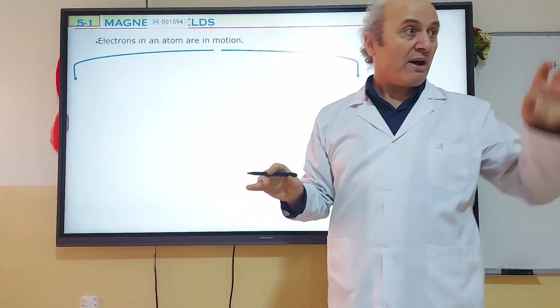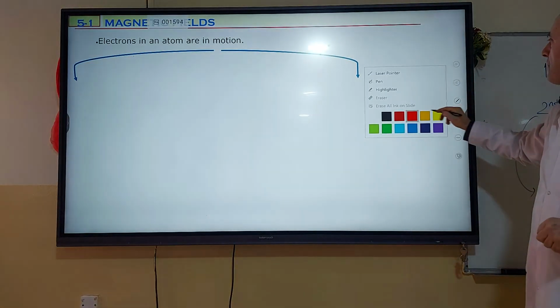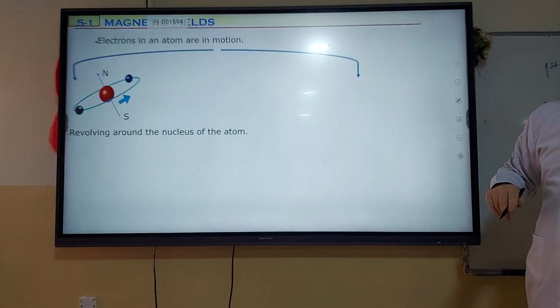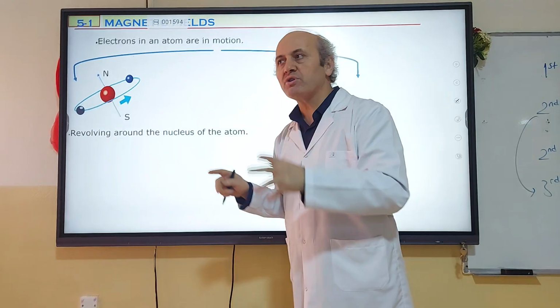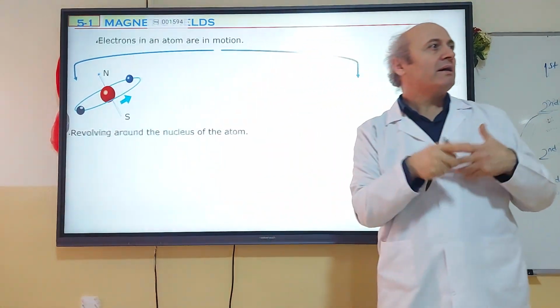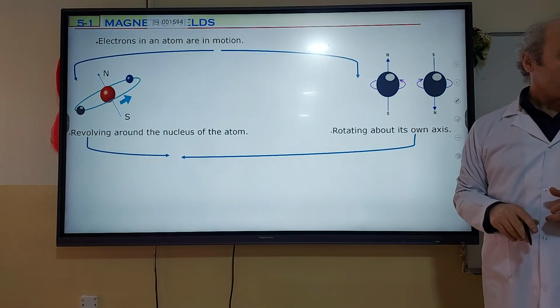Okay, now let's continue. Electrons are in motion in an atom in two ways. One of them is that electrons are revolving around the nucleus, just like planets are revolving around the sun. So, revolving around the nucleus of the atom. The second motion electrons exhibit is rotational motion. They are rotating about their own axis.